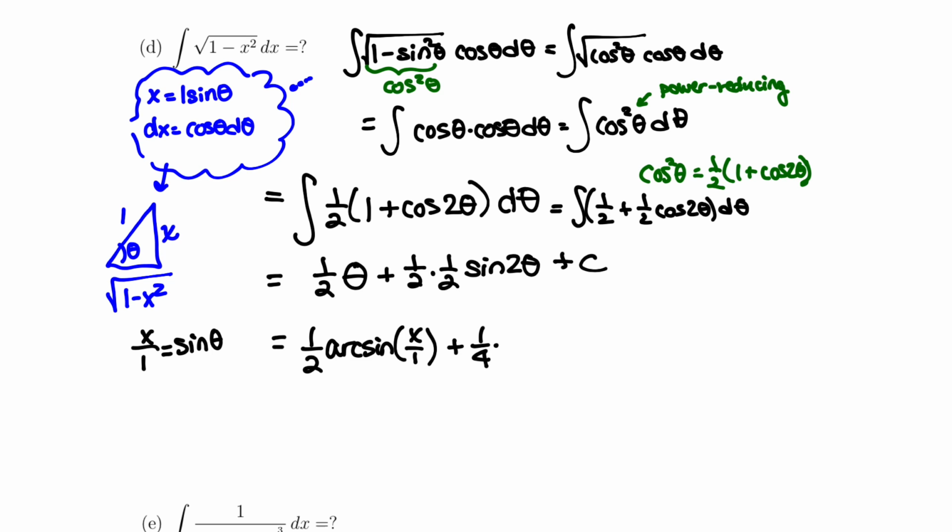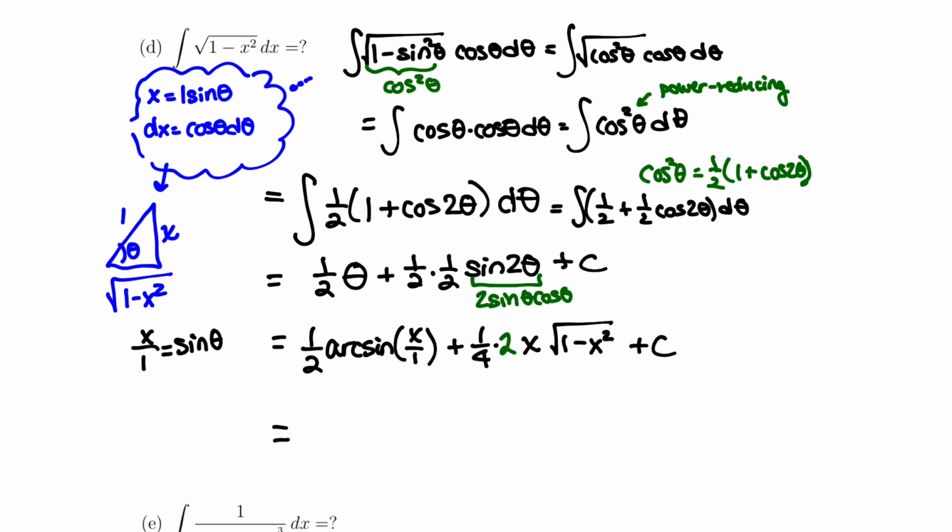What's sine 2 theta? 2 sine theta cosine theta? So that's times 2 times the sine of theta. What's the sine of theta? Sine of theta is x over 1, right? Yeah. And then cosine of theta is the square root of 1 minus x squared over 1.